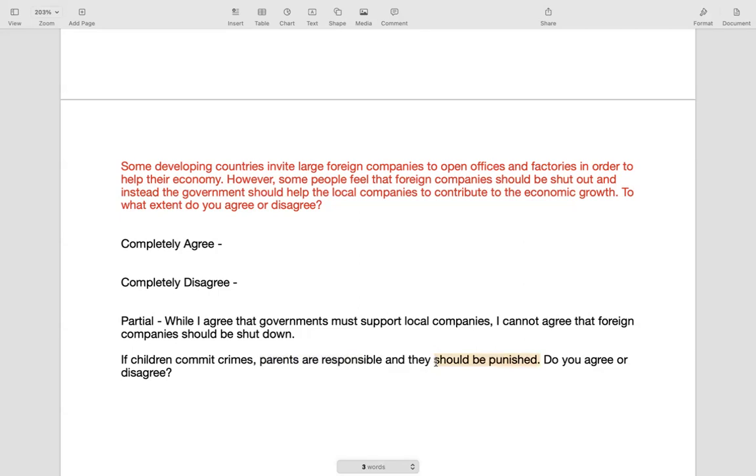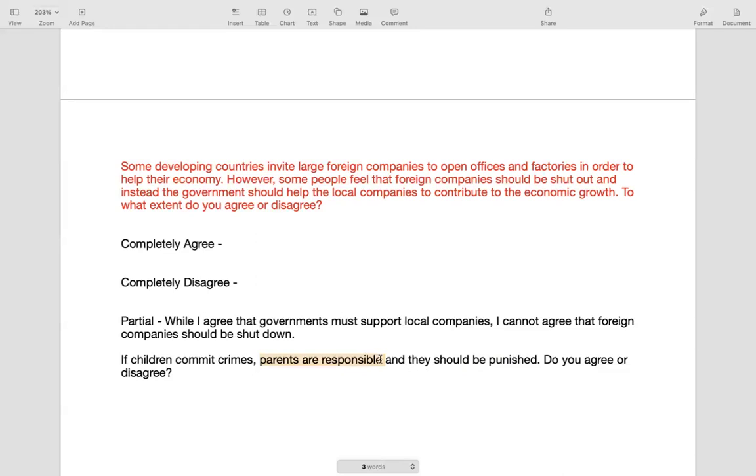I think she's breaking up. While I agree that parents are responsible for the deeds of their child, I don't think they should be punished on the child's behalf. Yes, very good. So that's the way, right? Do you understand partial here? One half we are agreeing with, one half we are disagreeing with. So they should not be punished.